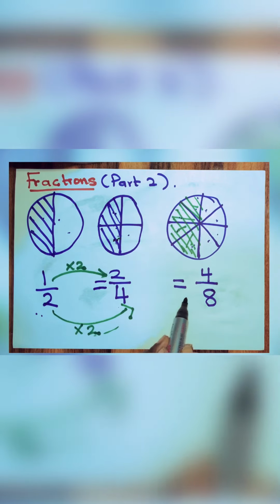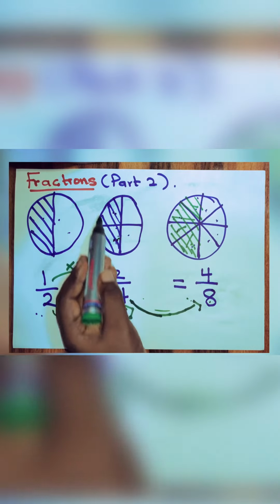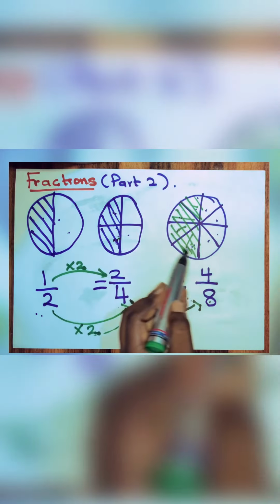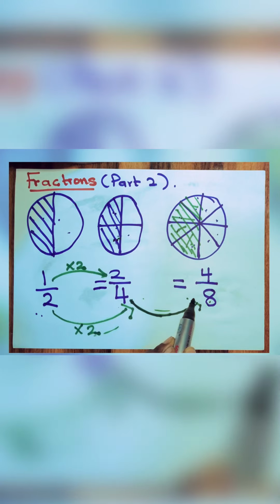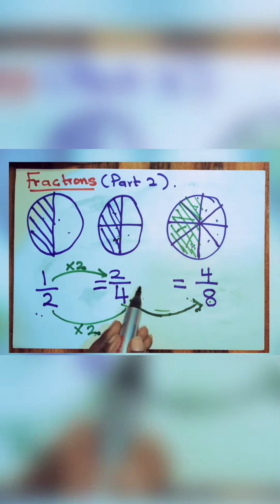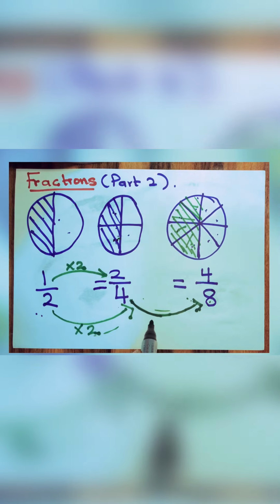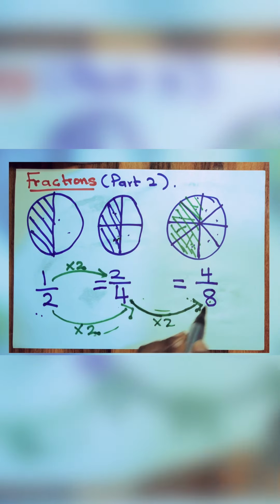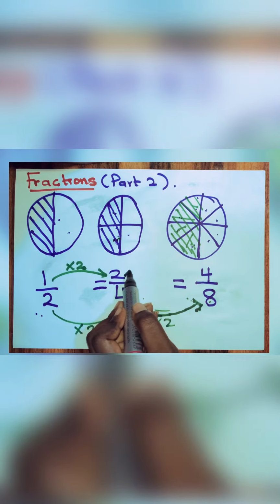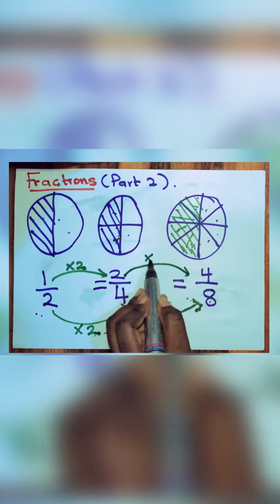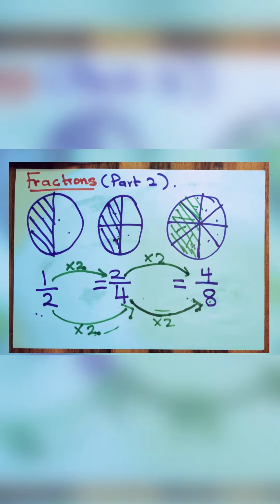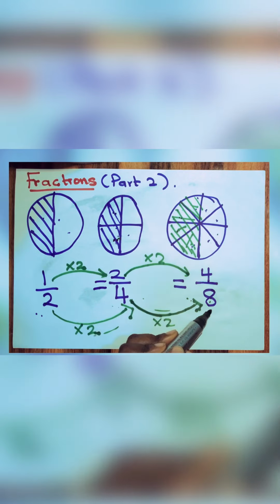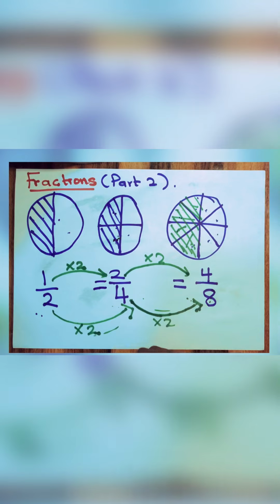And you see that over here, going from a total of 4 slices to 8 slices, I multiply the denominator by 2. 4 times 2 will give you 8. And then I multiply the numerator by 2. 2 times 2 will give you 4. So all of these, 1 over 2, 2 over 4, 4 over 8, I could keep going, 8 over 16 would be equivalent fractions.